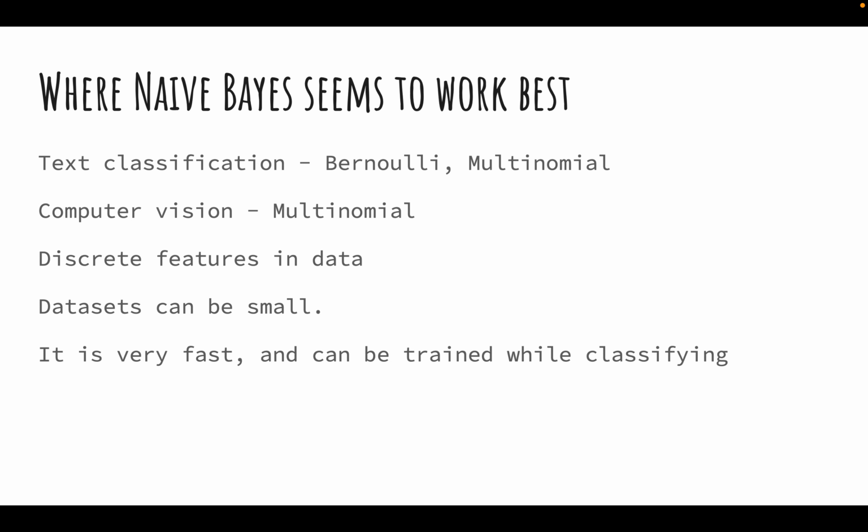So let's move on. Where it seems to work best. Text classification: Bernoulli and multinomial are very good text classifiers. Computer vision: multinomial can be used for computer vision. It's not the best computer vision algorithm, but it can be used, and it is pretty reliable. It's very good when you have discrete features in your data, and these mean categories. It's also very good when data sets are small, so you don't need a large extensive data set to have a good naive Bayes algorithm.